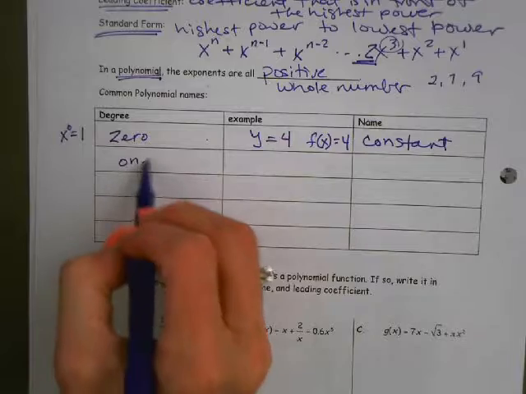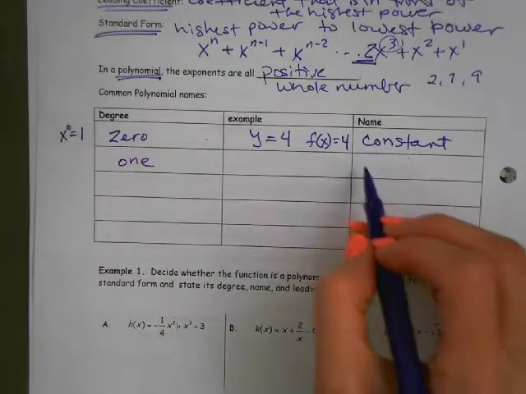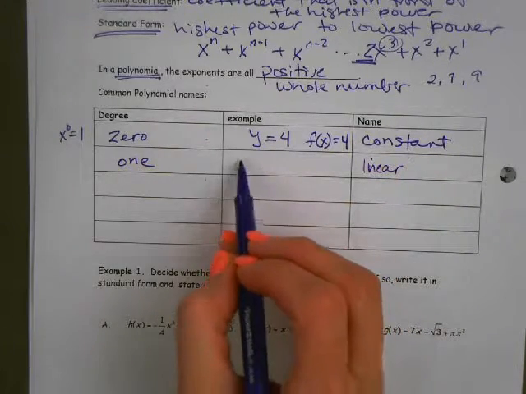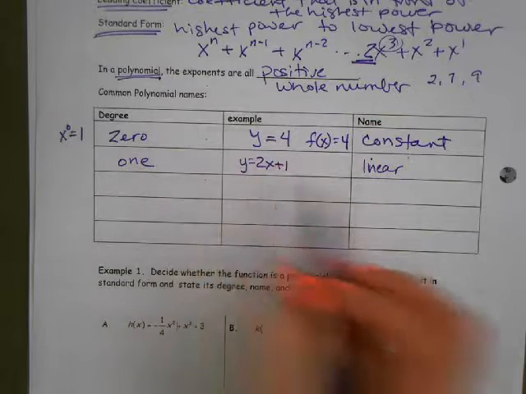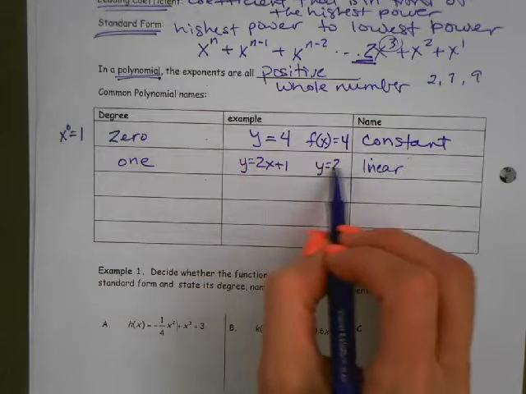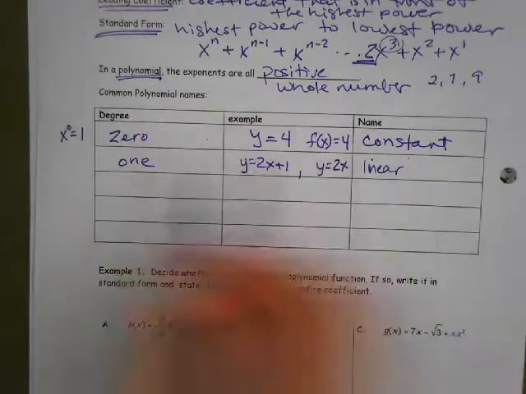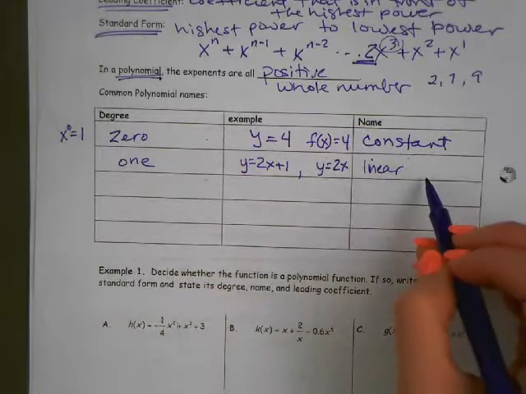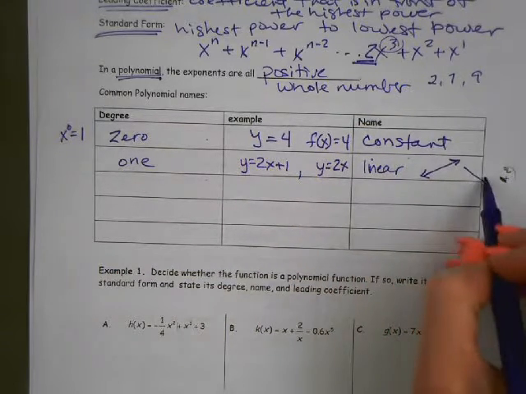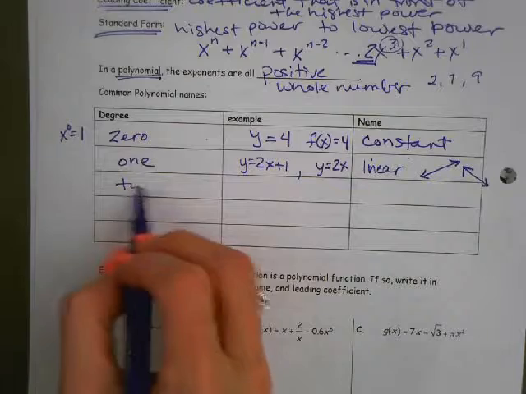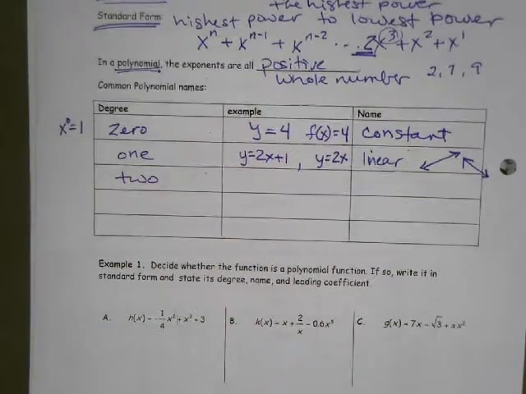So a degree of 0 is a constant. A degree of 1 is what we call linear. An example of that might be y equals 2x plus 1, or maybe y equals 2x, it can have a constant or not. Those are examples. And a degree of 1, we call it linear because if I graph it, it would be something like this. It's a line. A degree of 2, any guesses on what it might be called?